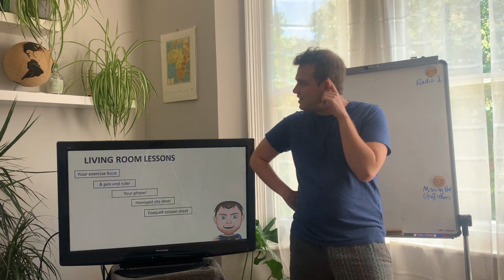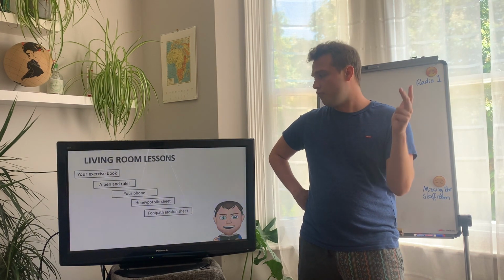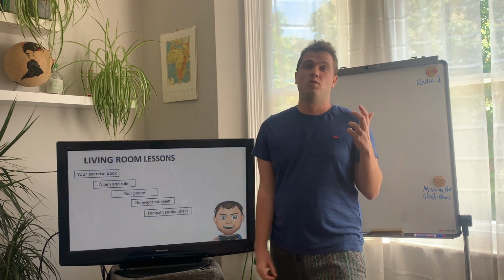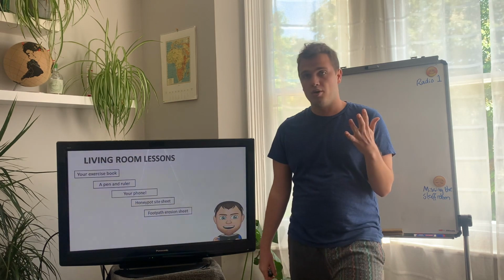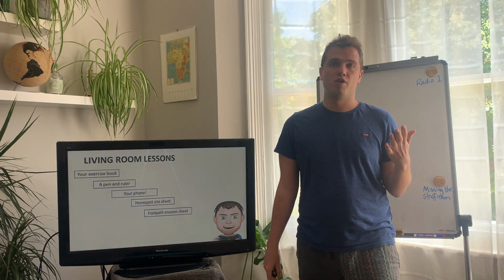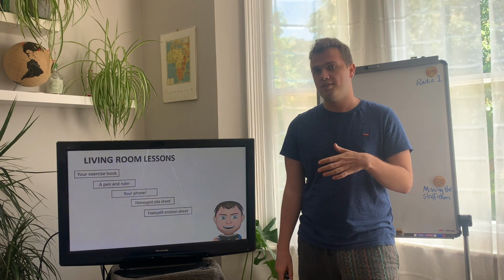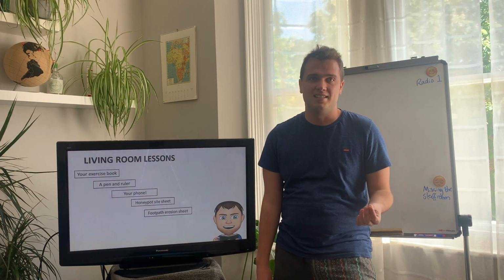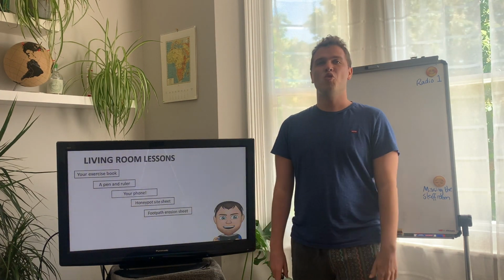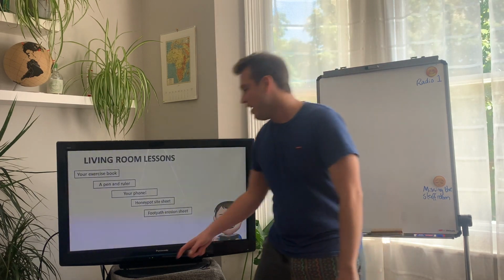So what you are going to need today is your book, a pen and a ruler, your phone, and there are two worksheets that will make your life a lot easier on this. So there's the honeypot site sheet and the footpath erosion sheet. If you're able to print these out before we start, that will make it easier and stop you having to do so much drawing, which I'm sure you all love anyway.